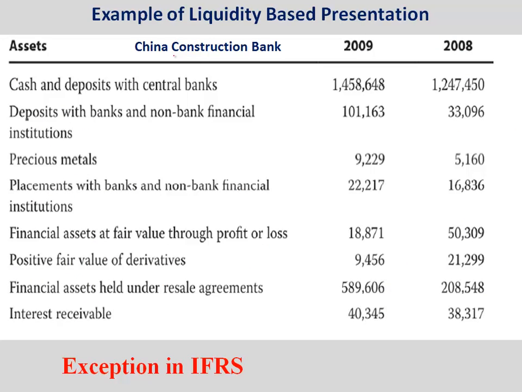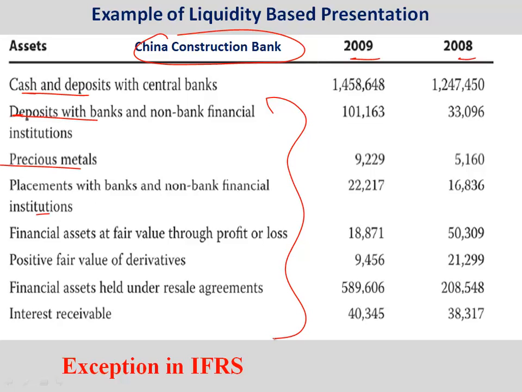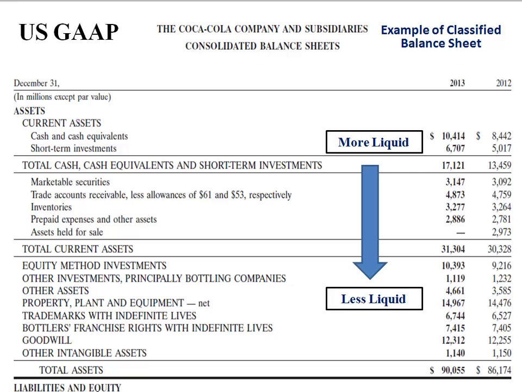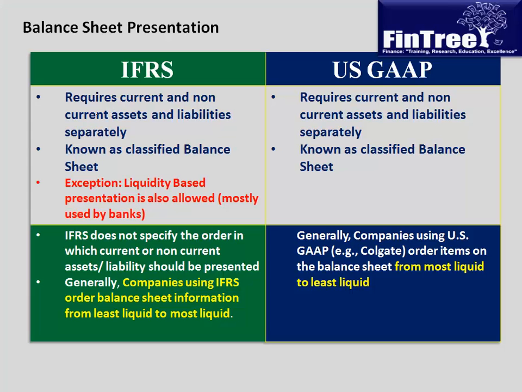This is the balance sheet of China Construction Bank, year 2009-2008. And if you see, we have cash, deposits, precious metal. That means we haven't really bifurcated the assets into different sections. This is called a liquidity based presentation. As against that, this is the balance sheet of Coca-Cola. If we have current assets and non-current assets here, then this is called a classified balance sheet.